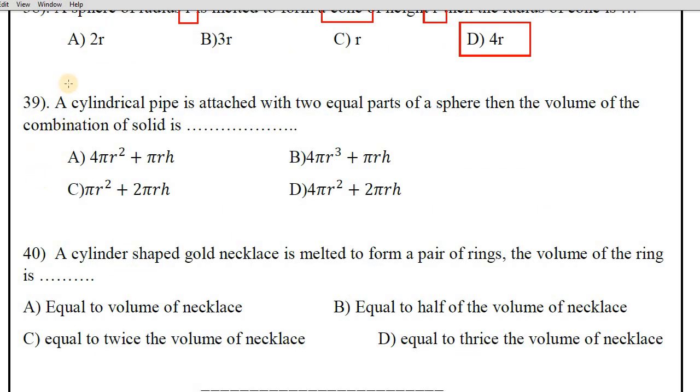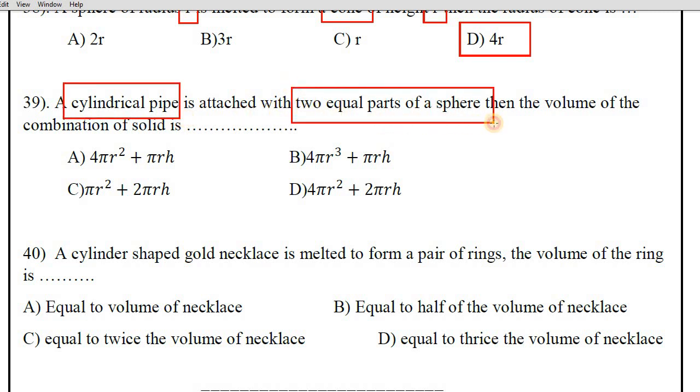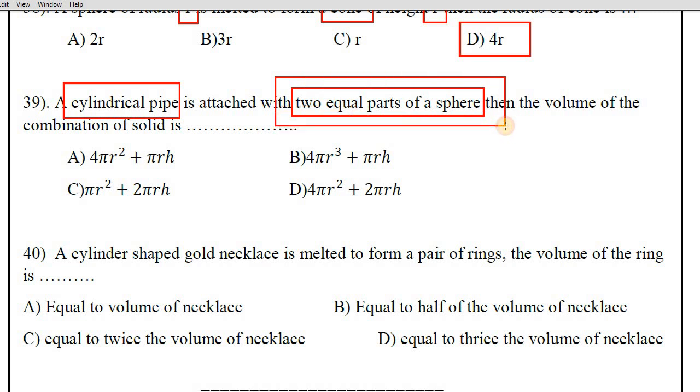Question number 39, children. A cylindrical pipe is attached with two equal parts of a sphere. See how nicely they have asked here. Two equal parts of a sphere means two hemispheres they have attached on both sides of the cylindrical pipe. Means on either side of the cylindrical pipe, a hemisphere is attached. They clearly said two equal parts of a sphere. Then the volume of the combination of solid is.